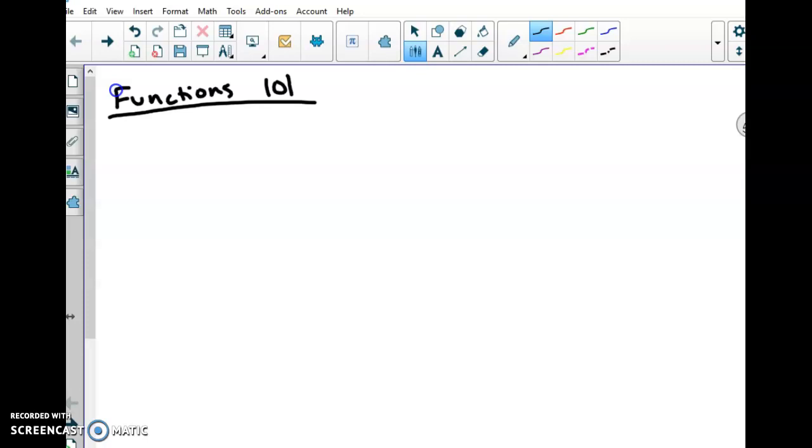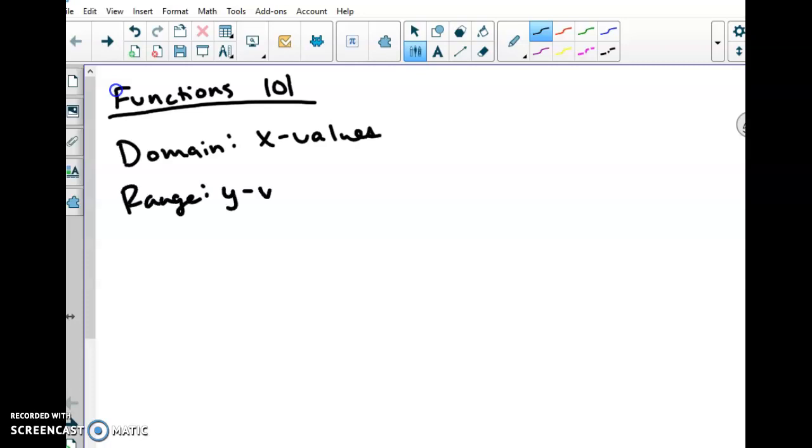Before we get into functions, we need to talk about domain and range. So the domain are the x values, range are the y values. We're going to look at a graph in a little bit, so I'm going to explain that a little bit further, but that should be a review of domain and range. Regardless, like I said, we'll look at it in a different light with an actual graph.